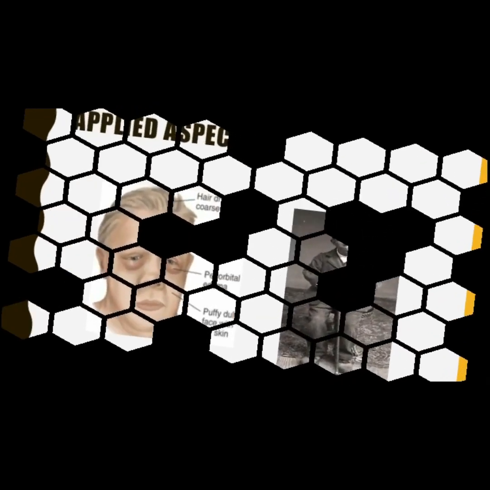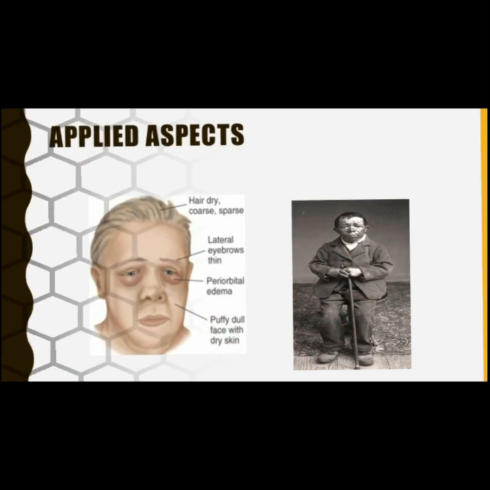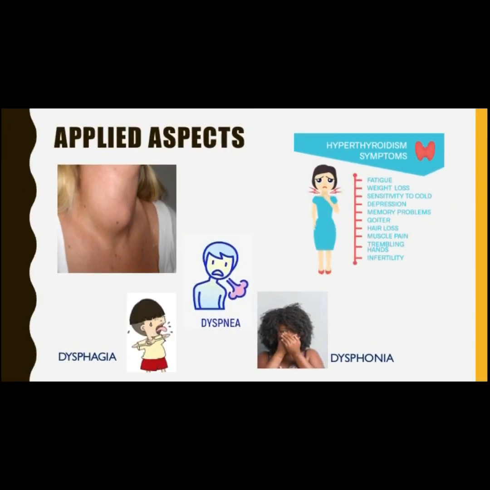Moving on to its applied aspects. Due to hypothyroidism, conditions like myxedema in adults and cretinism in children can be seen. Thyroid disease can lead to a condition like goiter, which is nothing but enlargement of the gland. It can lead to difficulty in breathing, that is the dyspnea, difficulty in swallowing, that is dysphagia, and also difficulty in speech, that is dysphonia, or rather the 3 Ds.